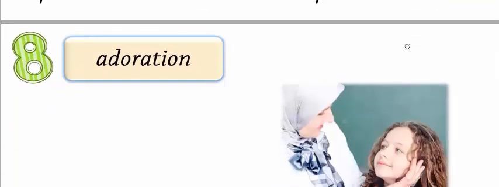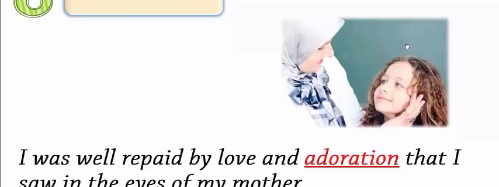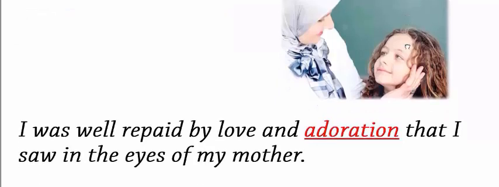Word number 8. Adoration. The picture shows probably a mom and her daughter. Look at them. She's treating her in a lovely way. She's so kind. How can you describe the relation between this mom and her daughter? It's full of love and adoration. I was well repaid by love and adoration that I saw in the eyes of my mother.